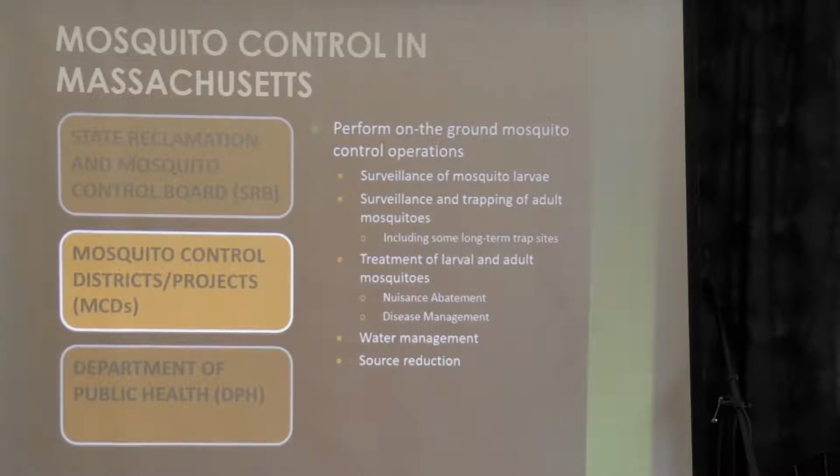Water management and source reduction. I think I'm going to talk about that in a few slides. But source reduction basically means they'll help you get rid of places where water is festering, like used tires, recycled tires that are just sitting around in piles that are full of what I call stank water.